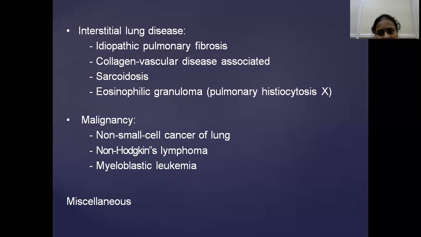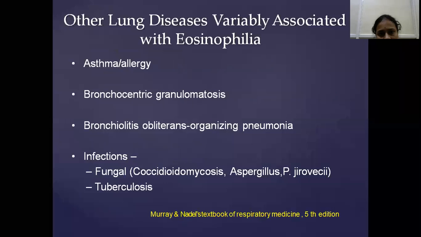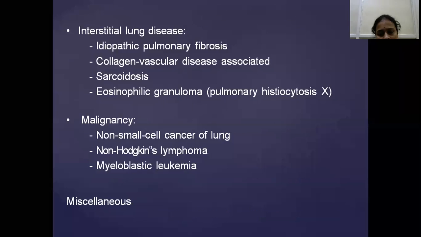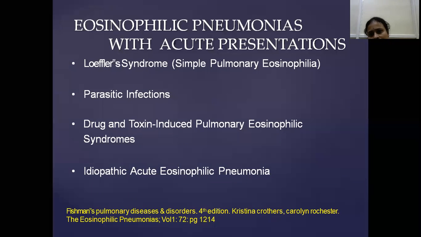In some cases of malignancies, non-small cell cancer of lung, non-Hodgkin's lymphoma, myeloblastic leukemia, etc. All these are diseases associated with eosinophilia. And these are classified in a simple way as eosinophilic pneumonias with acute presentations. These are Loeffler syndrome, parasitic infections, drug and toxin-induced pulmonary eosinophilic syndromes, and idiopathic acute eosinophilic pneumonia. All these have an acute course. Symptoms present within a short duration.